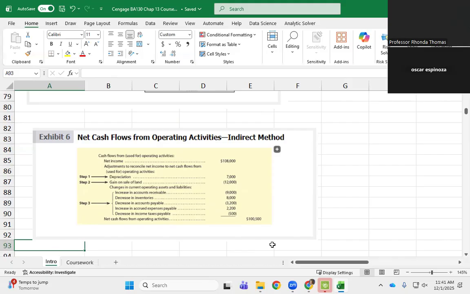Okay, operating, it's going to use what's called the indirect method or recipe. Seems like recipe sounds better than method. There's the first section. The second section is investing. It's going to use what's called the direct method. And then finally, the third is financing. And it uses the direct method.